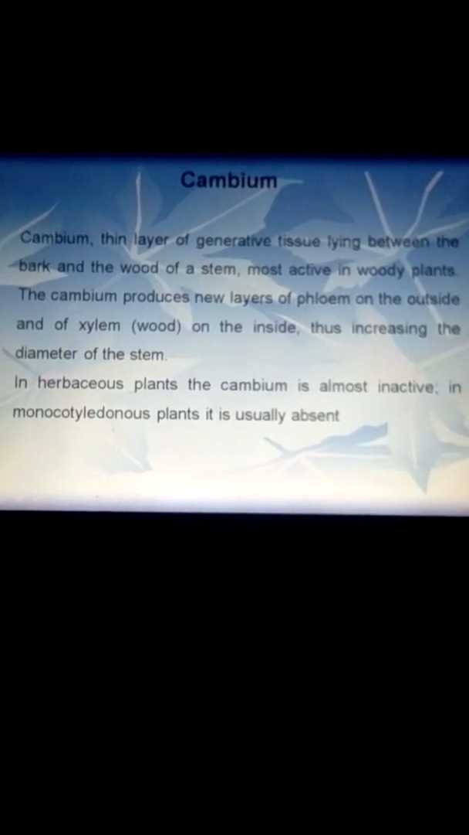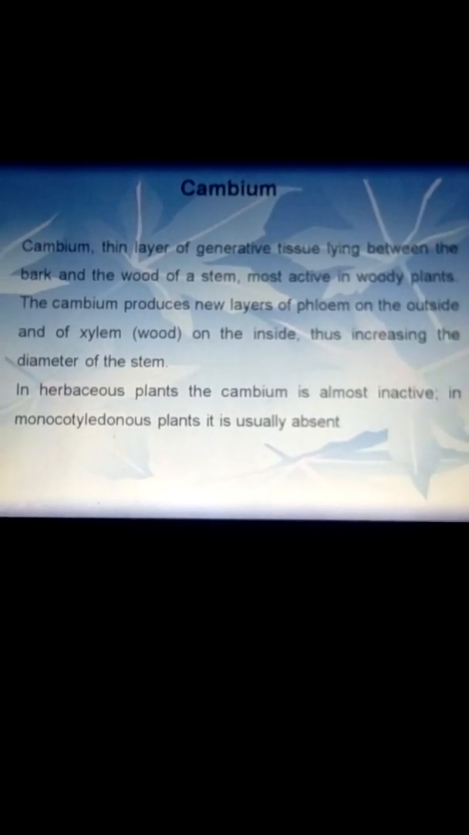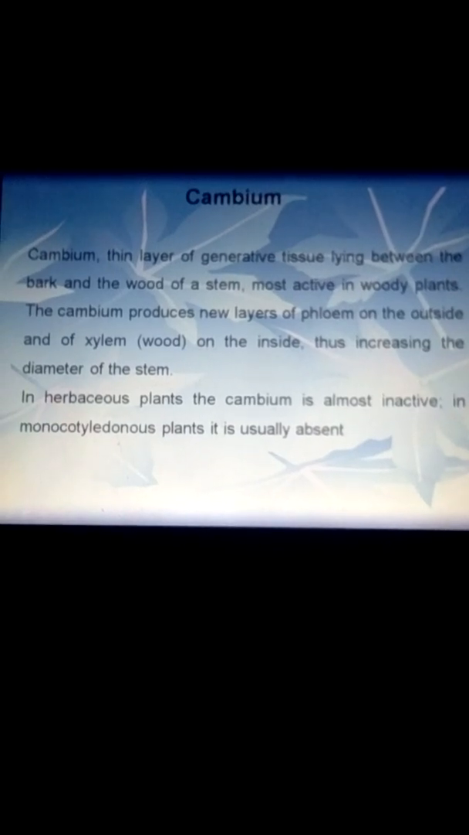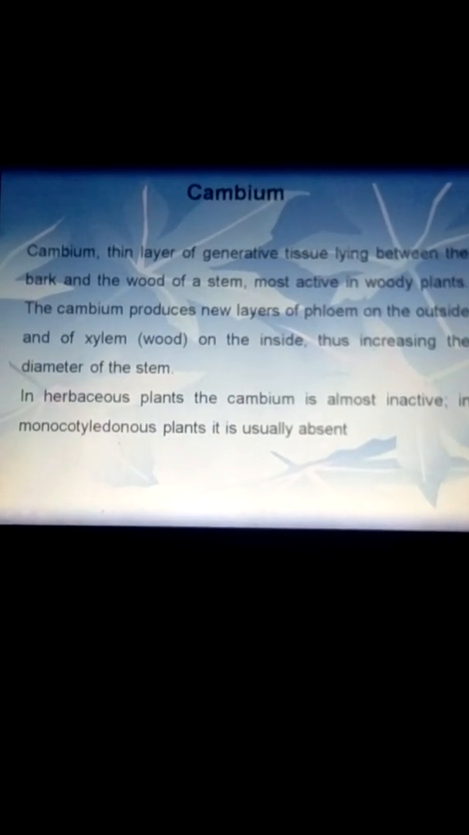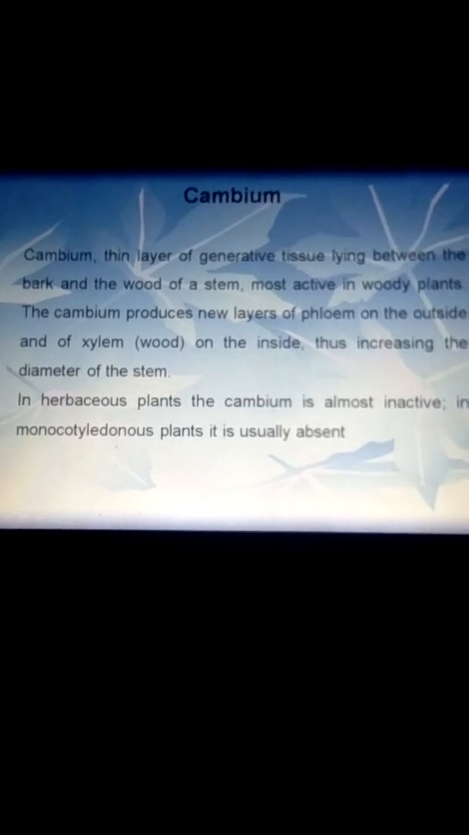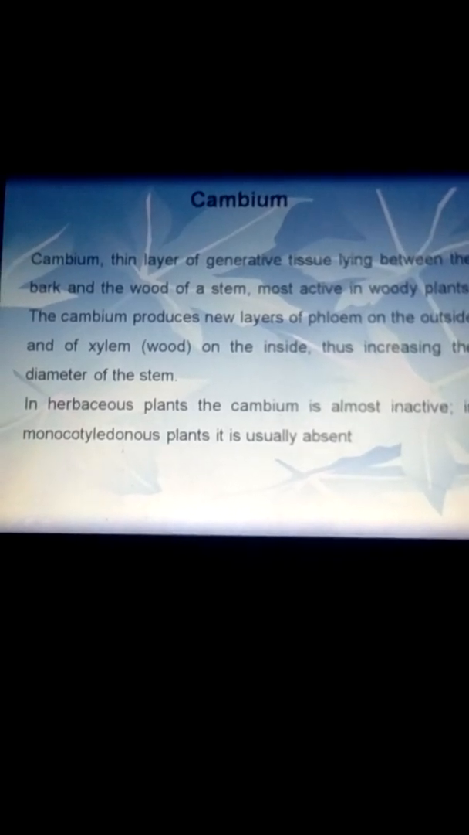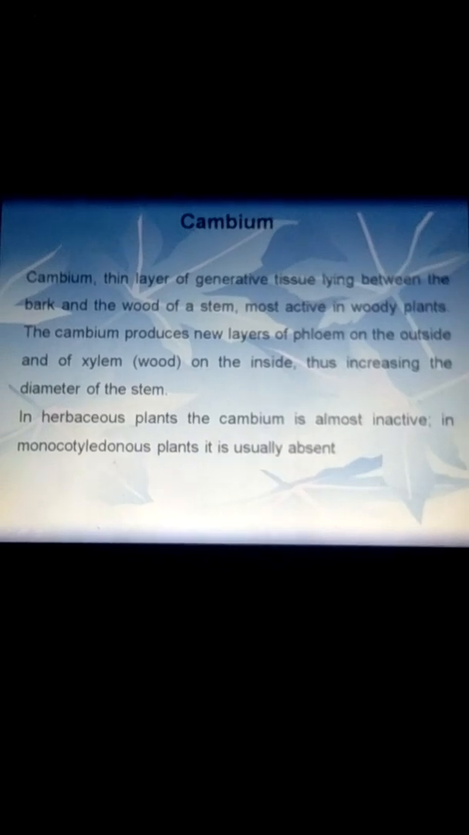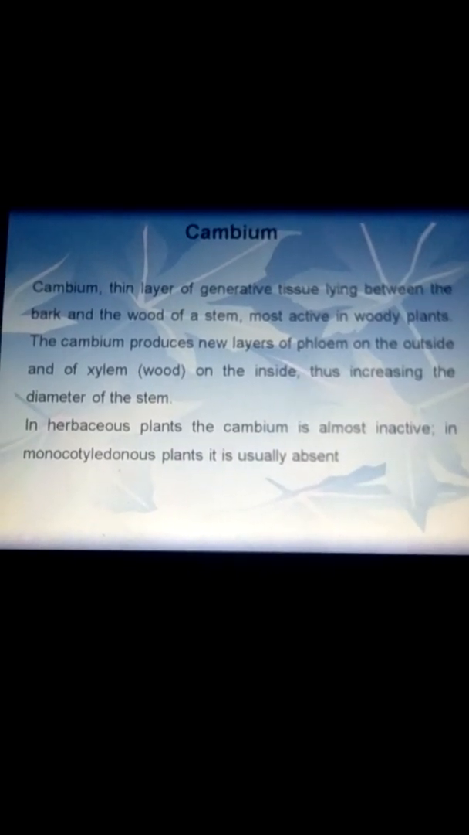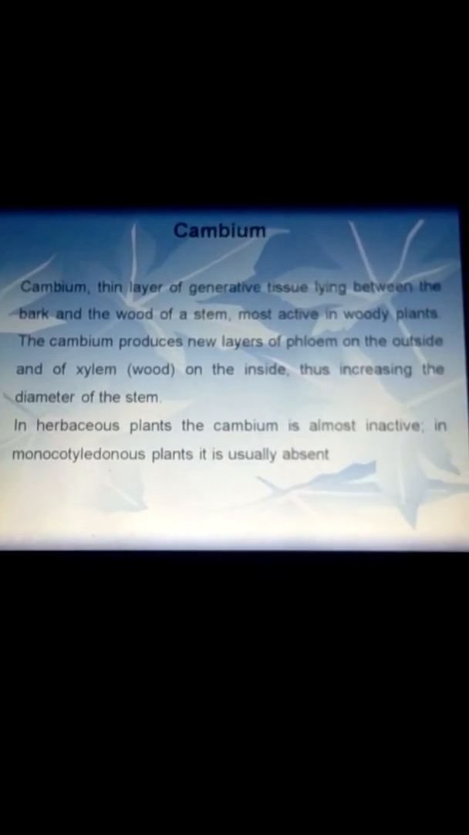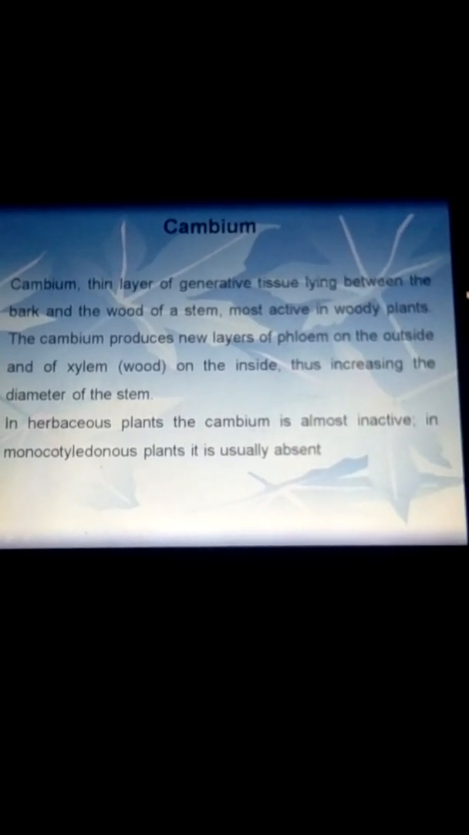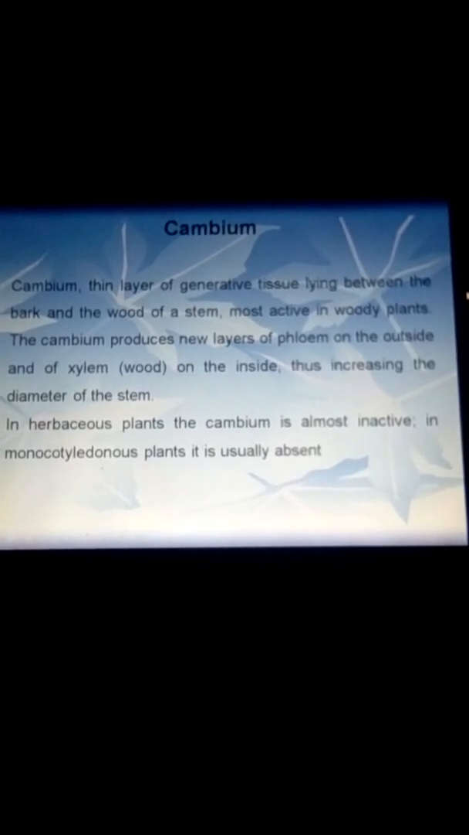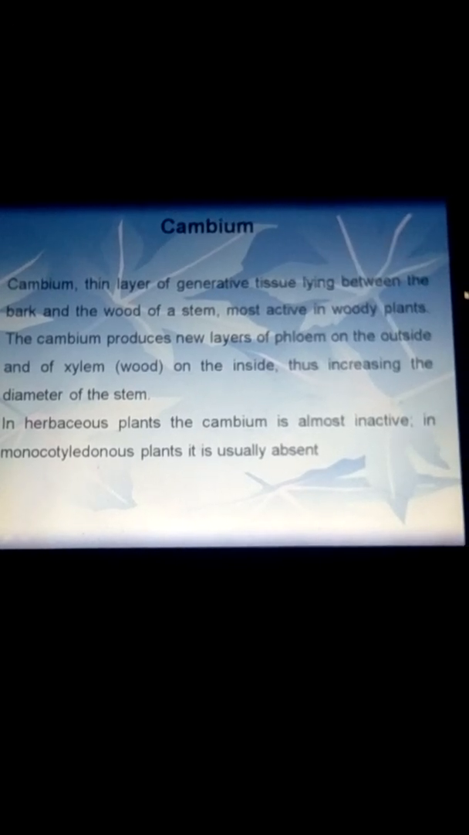So first of all, I'm going to define cambium. It is basically a thin layer of generative tissues lying between bark and wood of stem. When we talk about bark, we come to know that we are talking about the higher plant, and between the outer rough layer of bark and wood, these types of tissues are present, that is called cambium. They are active in woody plants, meaning the higher plants.